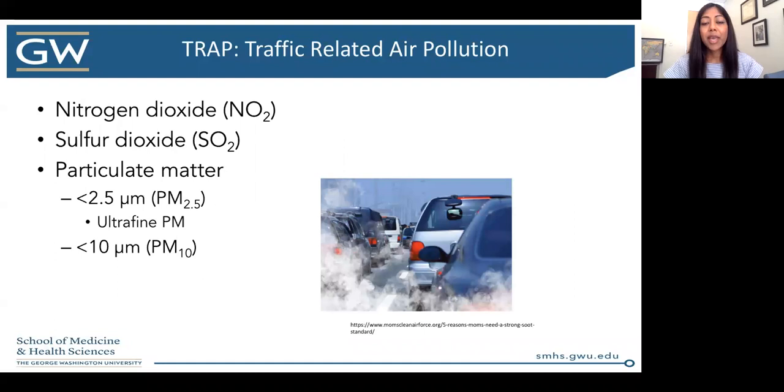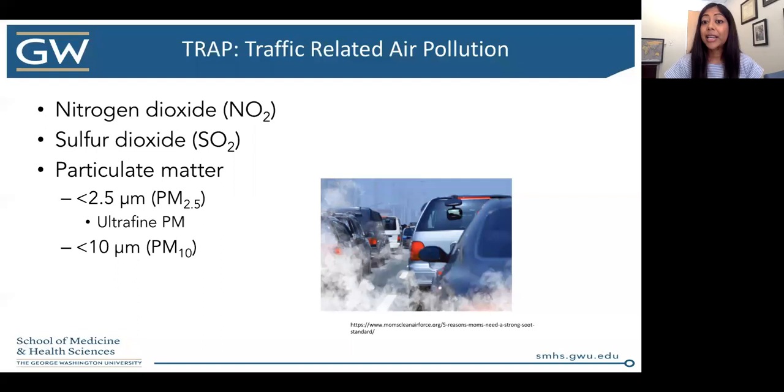Briefly, I'm going to go over traffic-related air pollution because this session is focusing on the transportation sector and air quality. Transportation is a major source of carbon emissions, but also of air pollutants. TRAP, also known as traffic-related air pollution, has several components, including nitrogen dioxide, sulfur dioxide, and particulate matter. Moving forward, I'm going to focus on particulate matter, but that is not to say that the other components are not incredibly important to monitor.